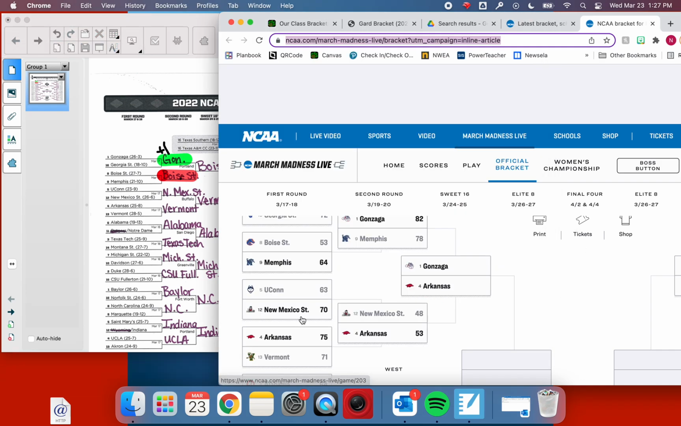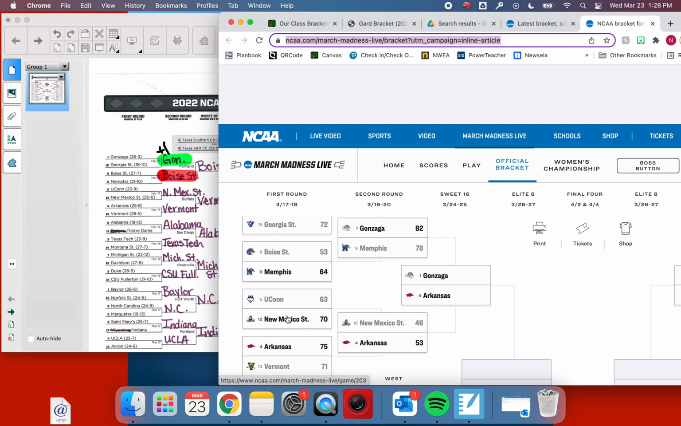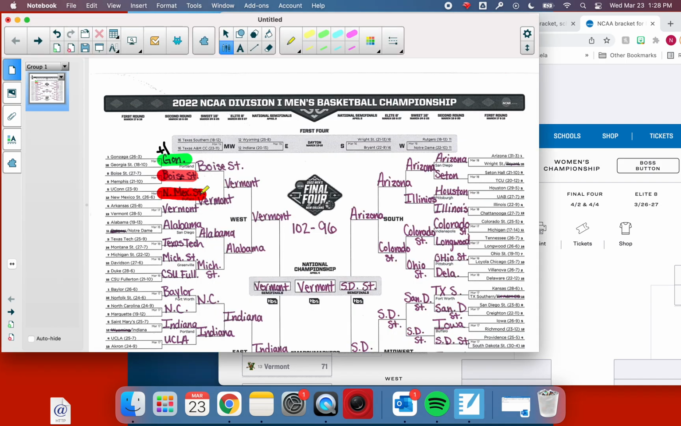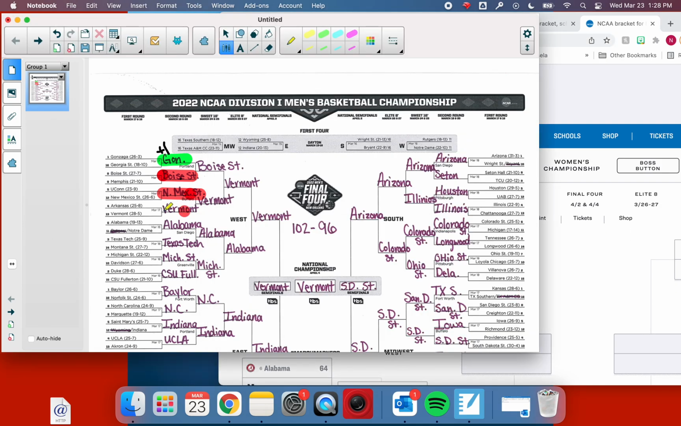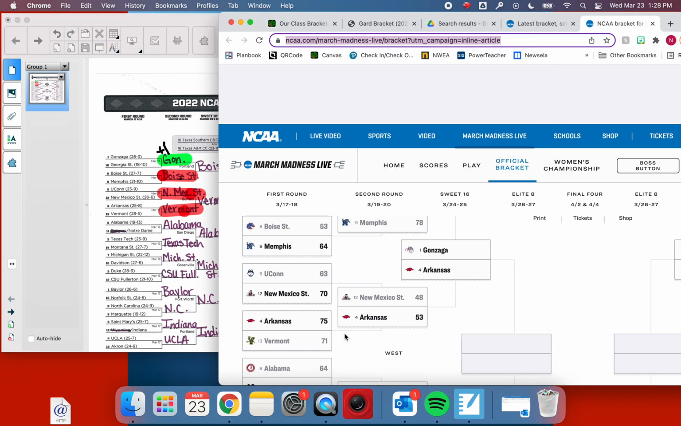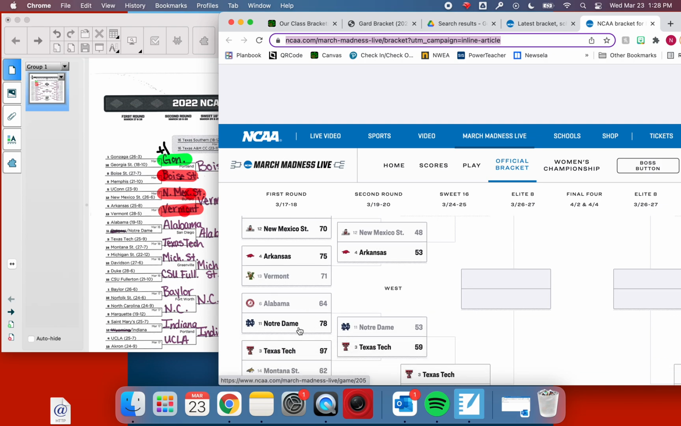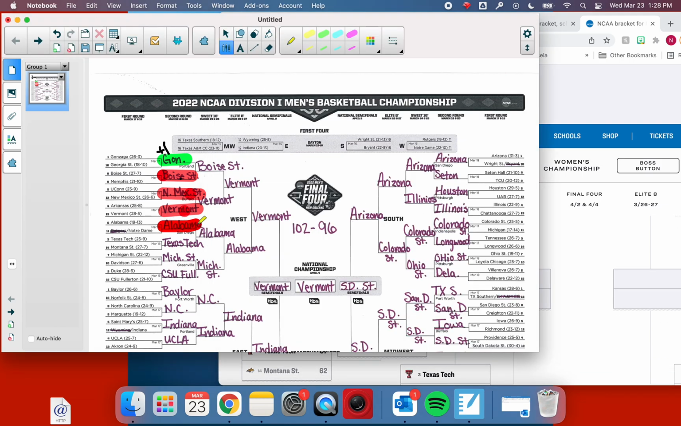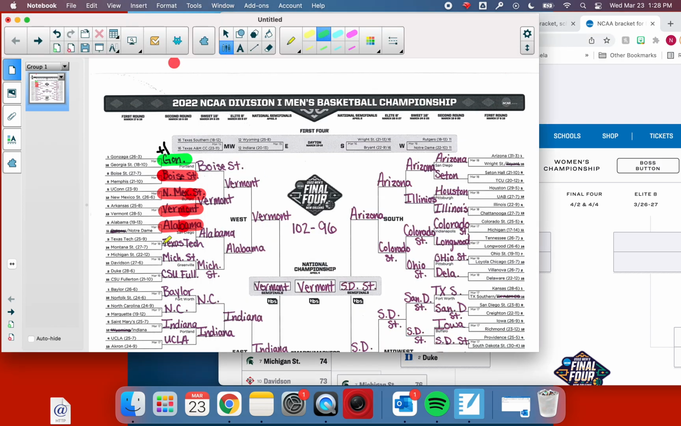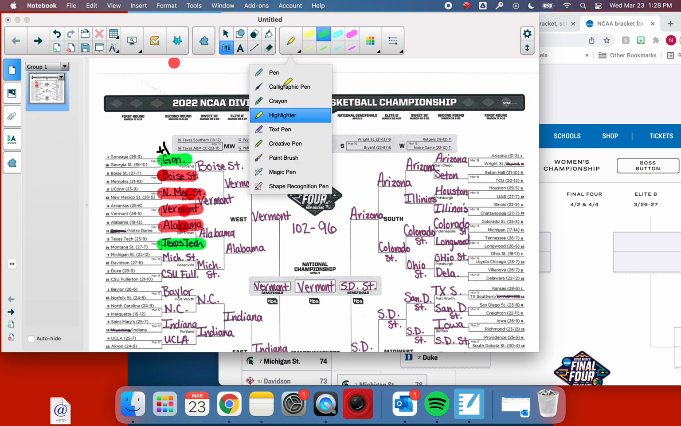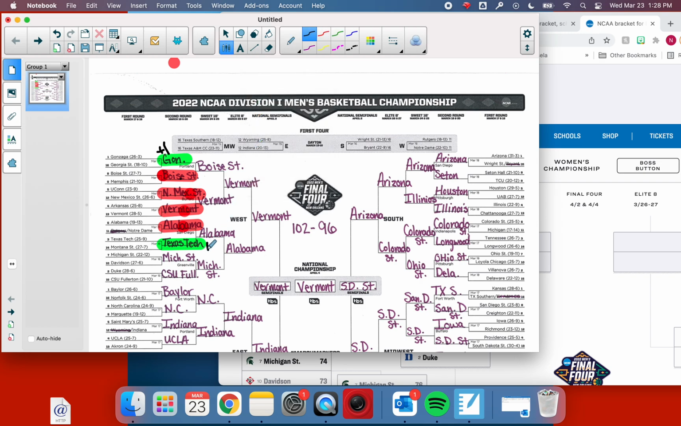Let's keep on going so you can kind of see. The next one is UConn and New Mexico State. Again, we chose New Mexico State to win, so that would not be a point for us. Arkansas and Vermont, we chose Vermont. That means we do not get a point for that. Guys, I'm going to be honest, we didn't do really well, but that's okay. The next one is Alabama and Notre Dame. We didn't get a point for that one either. We're going to find another point on here, I promise. Here we go. The next one, Texas Tech and Montana. So we did win that one. We chose Texas Tech, so I'm going to highlight that green, and I'm going to take my pen, if you want, and add a +1 there.